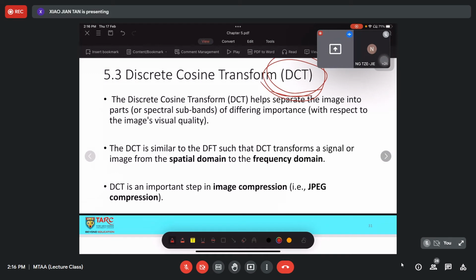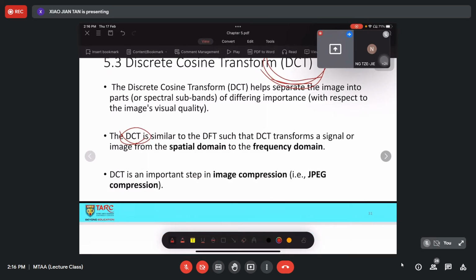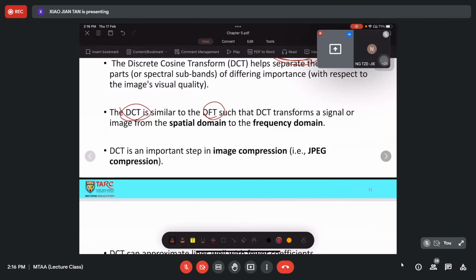Actually, the application is the same as the DFT, but in DCT we are more towards the application in image processing, of differing importance with respect to image visual quality. So later I will call this DCT. DCT is similar to DFT, the discrete Fourier transform, such that the DCT transforms a signal or image from the spatial domain to the frequency domain. So DCT is an important step in image compression, which is the JPEG compression.